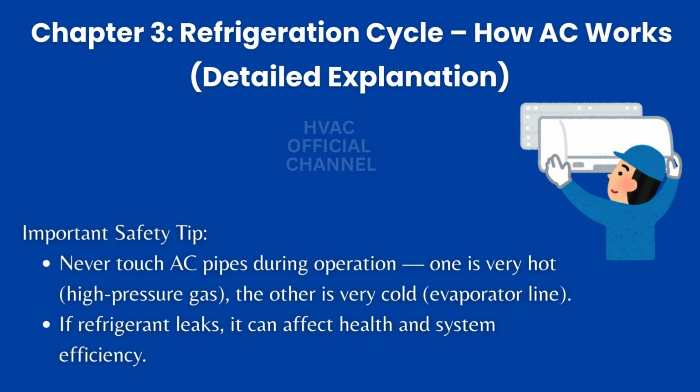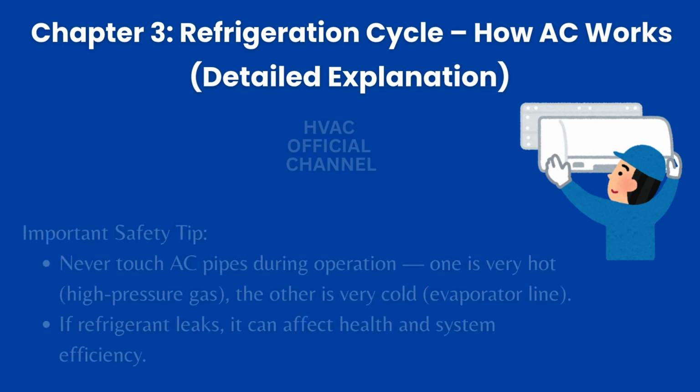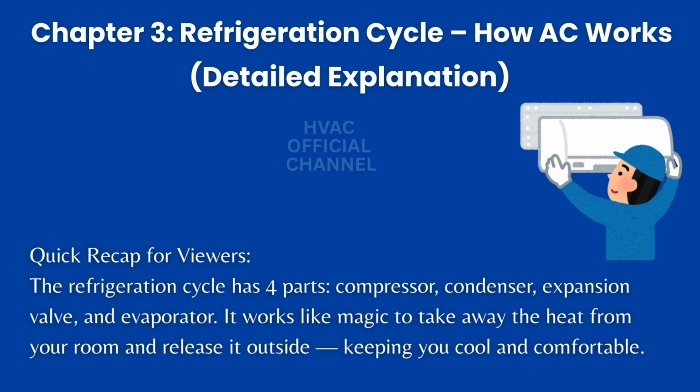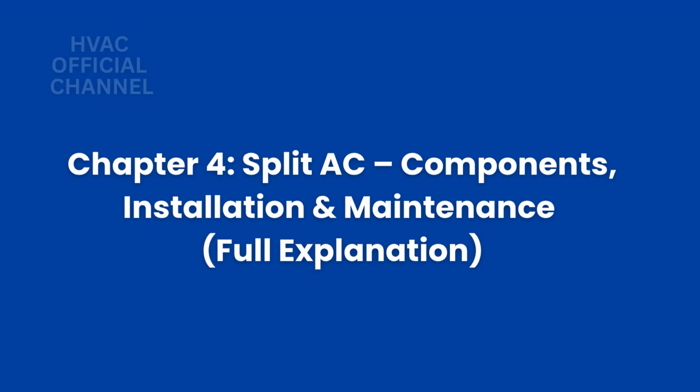Important safety tip: never touch AC pipes during operation. One is very hot, high-pressure gas. The other is very cold, evaporator line. If refrigerant leaks, it can affect health and system efficiency. Quick recap. The refrigeration cycle has 4 parts: compressor, condenser, expansion valve, and evaporator. It works like magic to take away the heat from your room and release it outside, keeping you cool and comfortable.